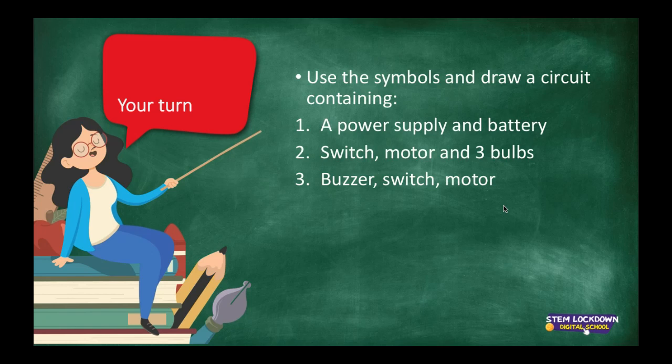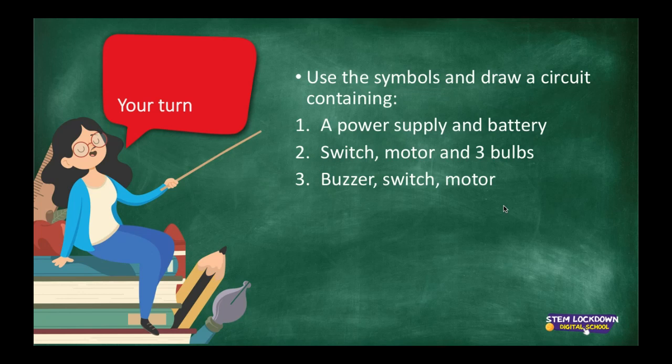Number 2, draw a circuit containing a switch, a motor, and 3 bulbs. Now, I didn't say if it's an open switch or a closed switch. So for number 2, we will make it an open switch. So number 2, an open switch, a motor, and 3 bulbs. Number 3, you need to draw a buzzer, a closed switch, and a motor.